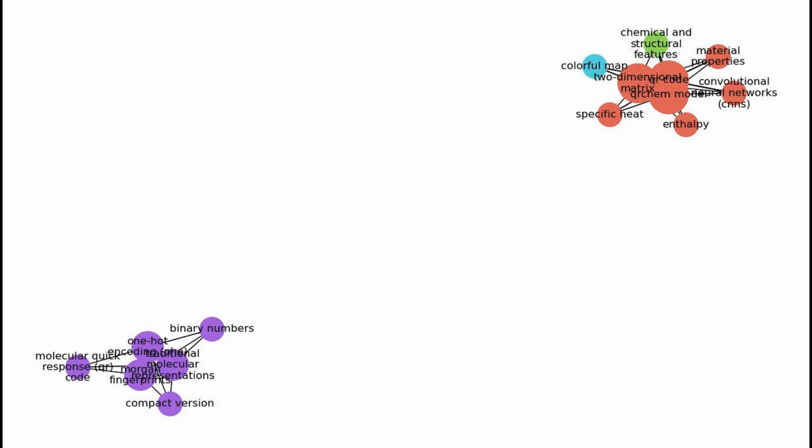The molecular quick response, QR, code improves upon traditional molecular residues like Morgan fingerprints and one-hot encoding in several important ways. Imagine traditional methods as simple pictures of objects, while the QR code acts like a detailed map that not only shows where everything is, but also reveals hidden paths and connections.